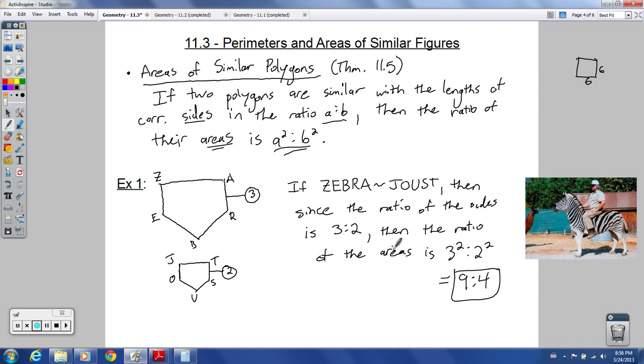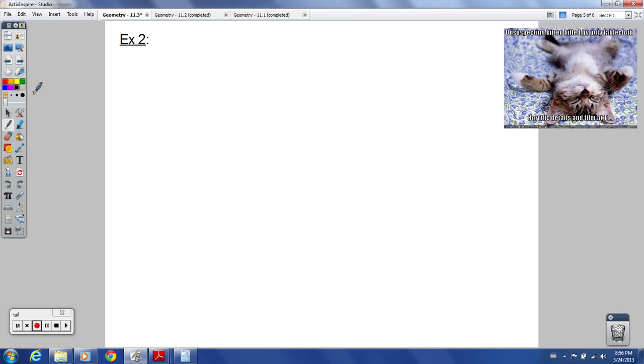And so if you were asked that question, what is the ratio of their areas, if they're similar, you would say it's 3 squared to 2 squared, which is 9 to 4. So I think pretty straightforward, pretty easy problem to tackle there. Let's check out another example though.